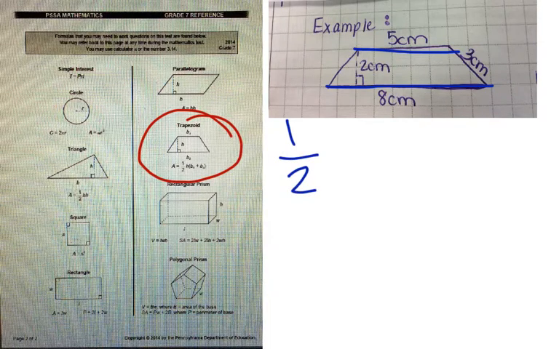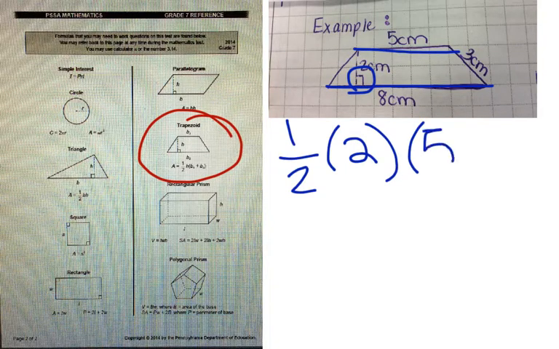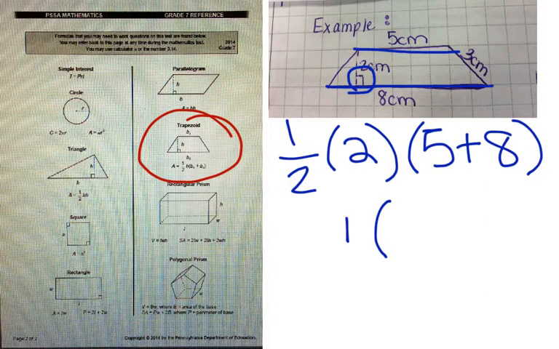So we have 1/2, the height. Be careful, the height is always shown with a 90-degree right angle, so our height is 2. And then our bases are 5 and 8. So we have half of 2, that's 1. And then we would have 1 times 5 plus 8, which is 13. So our answer here is going to equal 13.